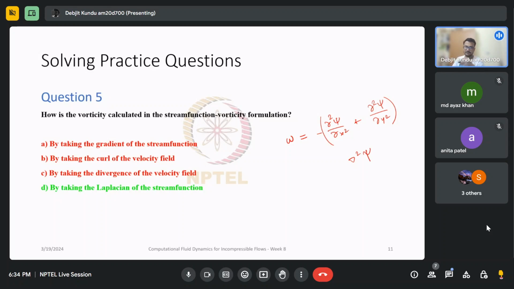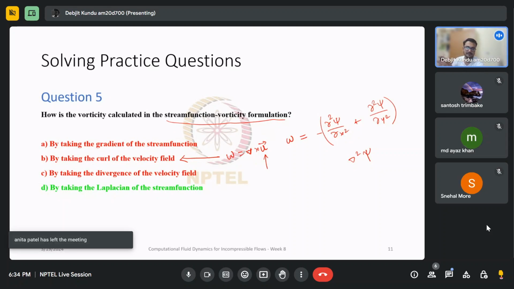Now, where the confusion may arise is that by definition, omega is the curl of velocity, but that's not how it is found in the stream function vorticity formulation, because u is something that we want to find out. That's one of the unknowns that we are solving for. So we don't really know u so that we can take curl of it and find out the vorticity. Then there won't be any need of doing this in the first place.